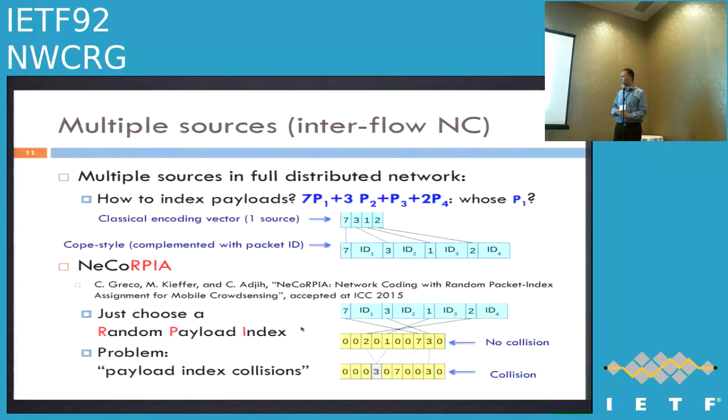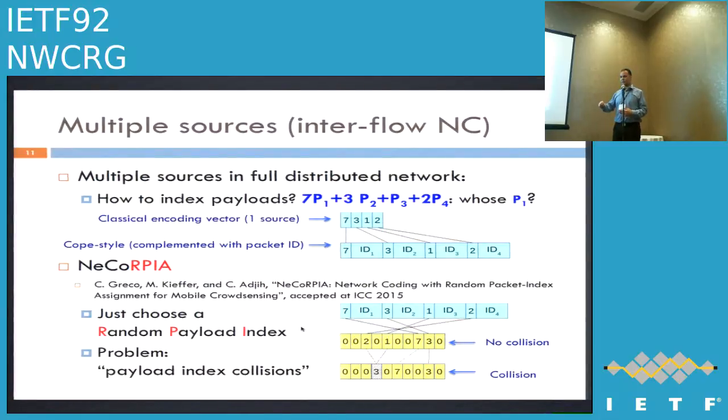Yeah. So another thing I want to present is how to do indexing. It's a step back from a sliding window. It's how to generate an encoding vector when you have multiple sources. Normally, if you have multiple sources, one simple way would be to index all the nodes and then index all the packets of each node, and then this gives you a global index. And this can be used with the usual encoding vector technique.